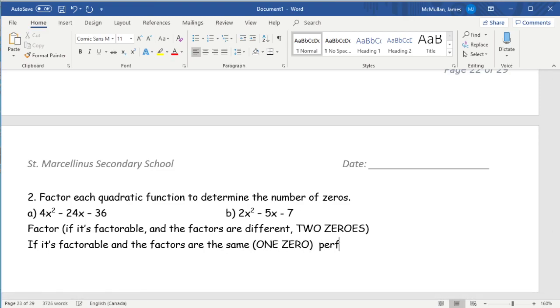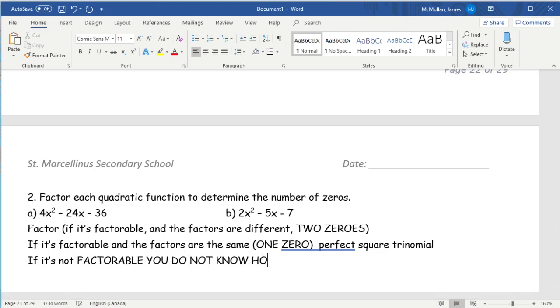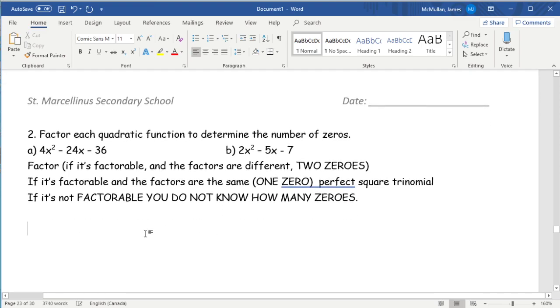This, by the way, is another case of a perfect square trinomial. If it's not factorable, you do not know how many zeros there might be. It's possible you can't factor it and there are still 2 zeros, you just can't find the factors. So factoring proves that there are 2 roots, or it proves that there is 1 root. It does not prove that there are no roots if you cannot factor it.